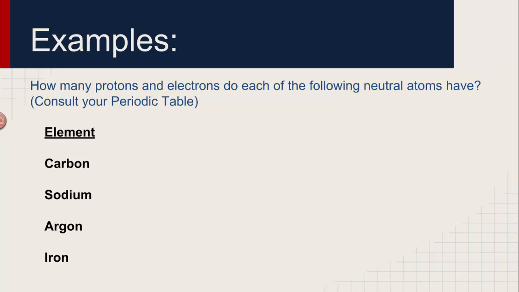So we'll do just some quick practice to make sure that you understand the relationships. We're not going to focus on neutrons just now, but just on the proton and electron ratios. Remember, they should be equal if the atom is neutral. So here are some atoms: carbon, sodium, argon, and iron. And I want you to find your periodic table. Go online and find one, or quickly look in a book somewhere. And I want you to determine the number of protons and electrons that each of these elements have.